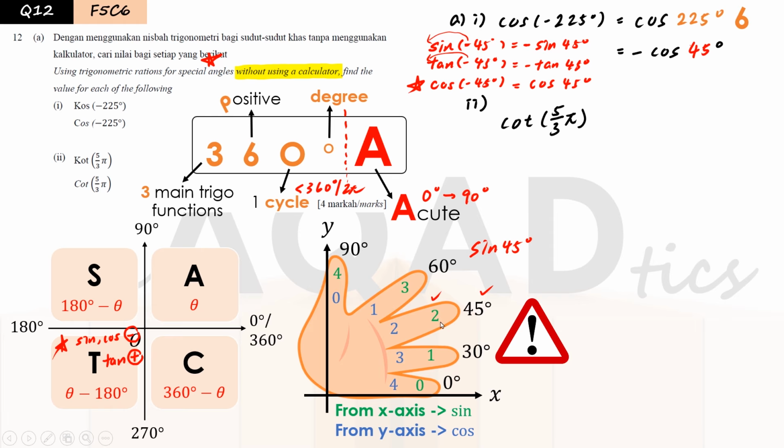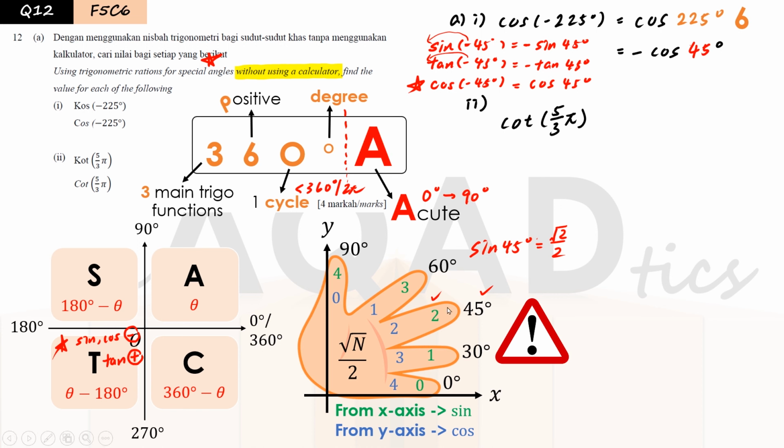So what are we going to do with the value of 2 here? We are going to substitute it inside this value, square root n over 2. n here is the value that we have selected. Okay, so sine 45 would be square root 2 over 2. Okay, so this is the hand method.